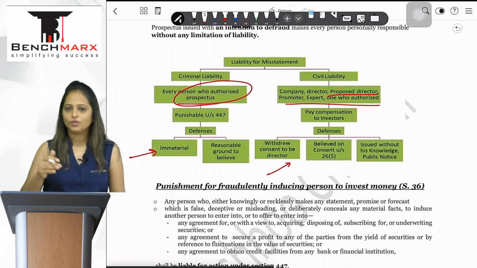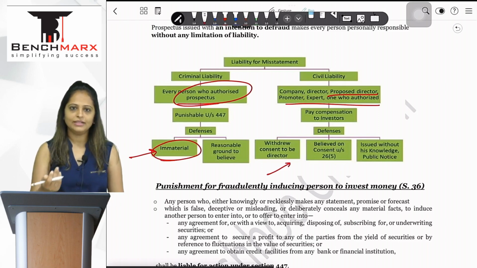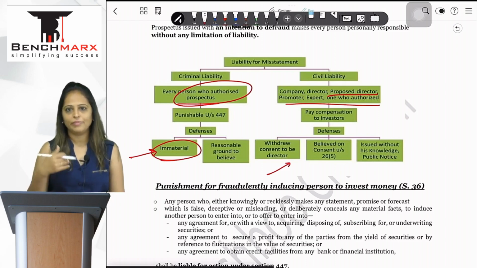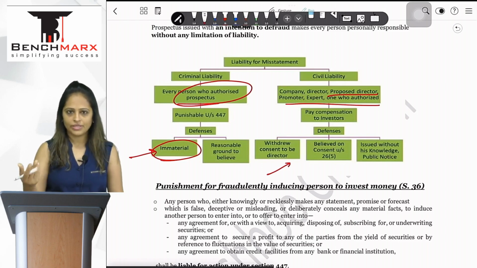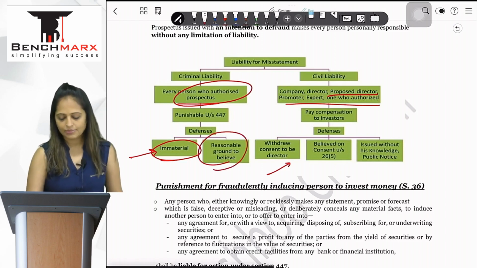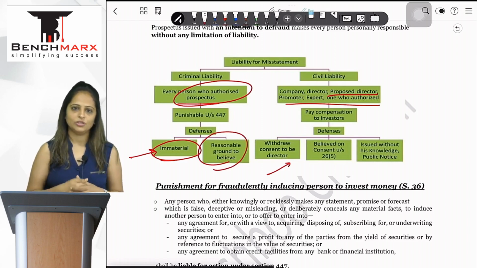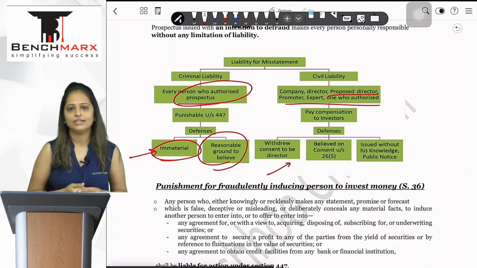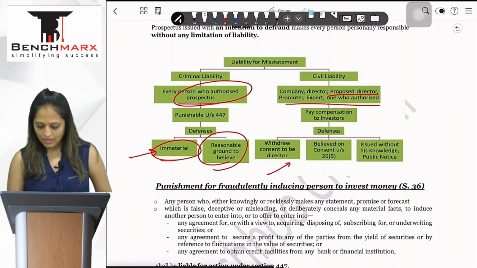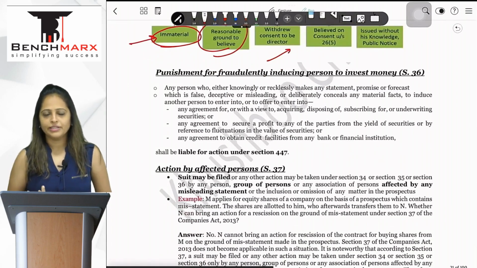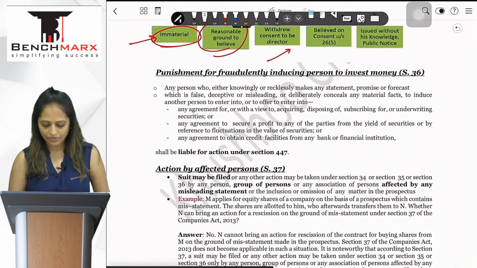In case of criminal liability, they can say that though it was there, it is immaterial and doesn't impact the investor's decision as to whether he wants to go ahead with the investment or not, or that they had reasonable grounds to believe at that point of time that whatever was mentioned is correctly mentioned. If you state that, then that is a defense available to you, and the court may consider it. Now, if you are fraudulently inducing any person to invest money in your company, again section 447 will be invoked.